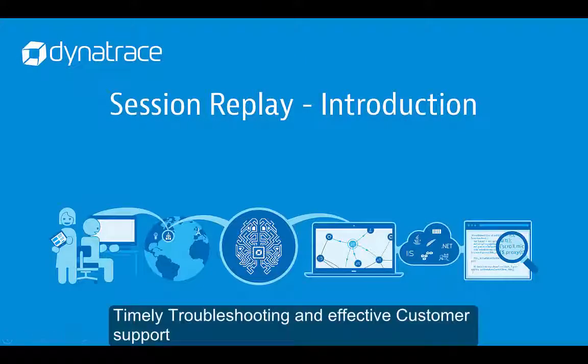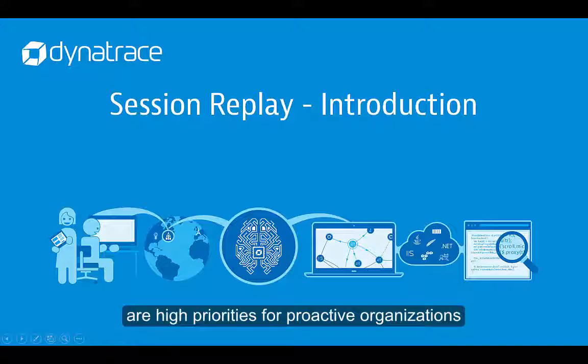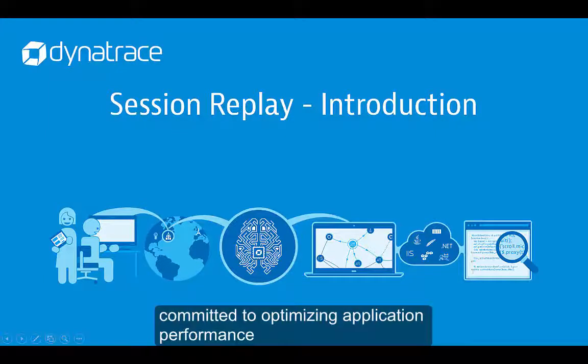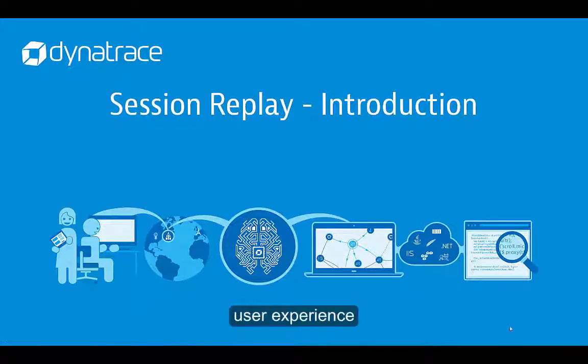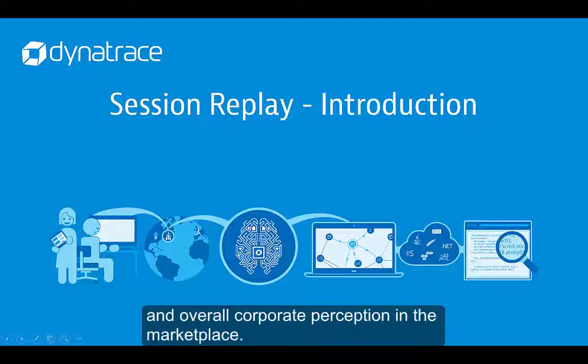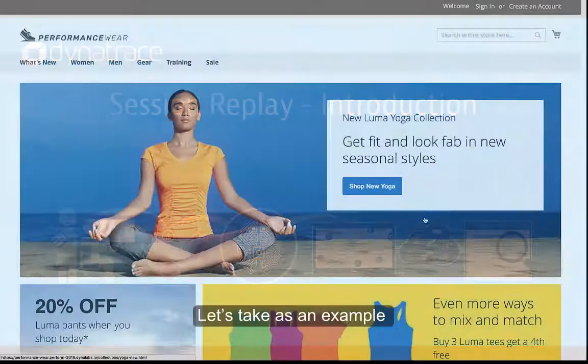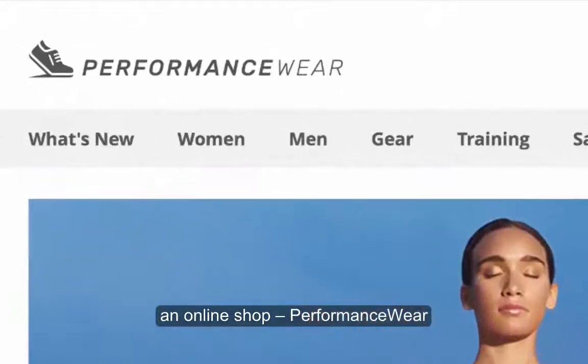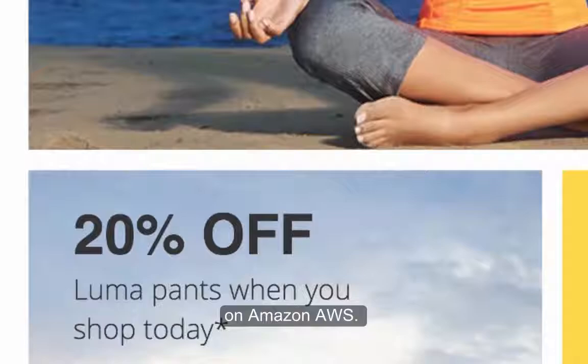Timely troubleshooting and effective customer support are high priorities for proactive organizations committed to optimizing application performance, user experience, and overall corporate perception in the marketplace. Let's take as an example an online shop, Performance Wear, that sells clothing and accessories to consumers online through a single-page app running on Amazon AWS.